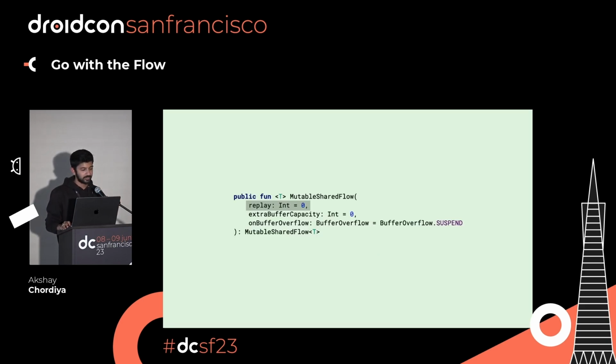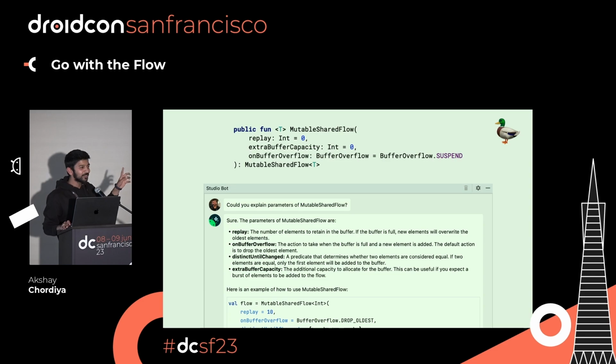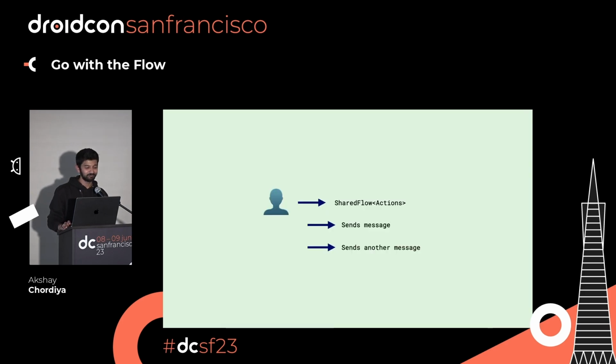So this is the gist of what shared flow provides. It allows you to configure how many values to replay to the collector, buffer mode, etc. But due to lack of time, we cannot cover all of these parameters. But you can use a new rubber duck to get help on it. StudioBot, ChatGPT, Bard, they're amazing. Just use them. This makes them perfect if you want to emit and collect repeated values like user actions and events broadcast in the app. That's the use case for the shared flow.